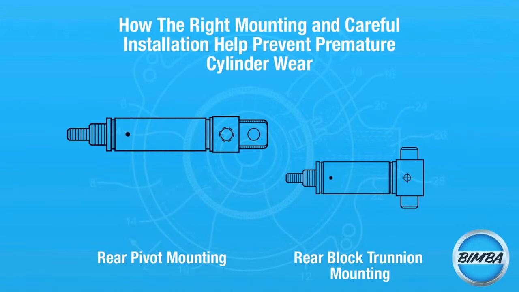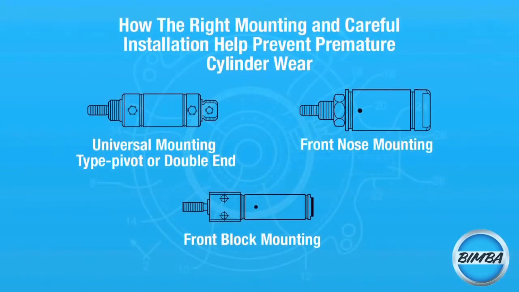Pivot type mountings: clevis, pivot, and trunnion. These types of mountings can eliminate side loads in one plane, but careful alignment in the other plane is crucial. Rigid mount cylinders. To avoid side loads, side-mounted, nose-mounted, flange-mounted, and face-mounted cylinders must be carefully aligned with the direction of load travel.